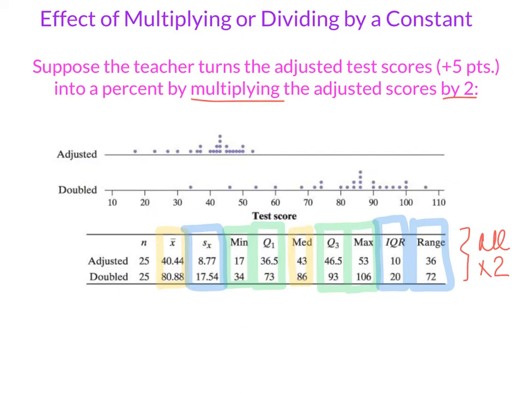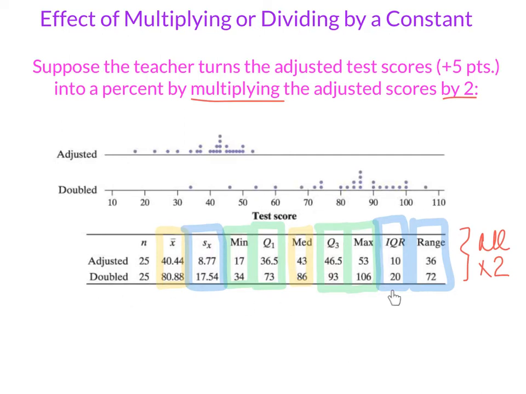So now that we understand what happens with adding and subtracting a constant, what would happen if we multiplied or divided by a constant to a data set? So let's take that last slide's example a little bit further and say that those adjusted test scores, the ones that were bumped up by 5 points, let's say the teacher wants to adjust them, multiply them by 2, so now they'd be out of 100 points to turn them into a percentage. So really what we're doing here is we're taking that data and we're multiplying by 2. So here are the adjusted scores, so what we did by adding 5 points to every score, and then what happens when we double them.